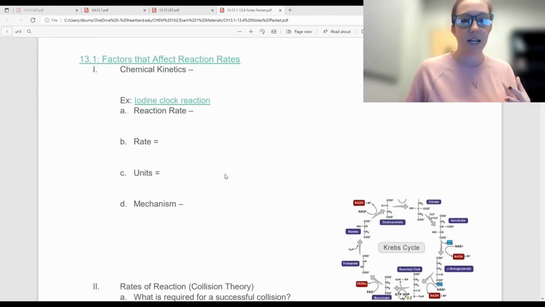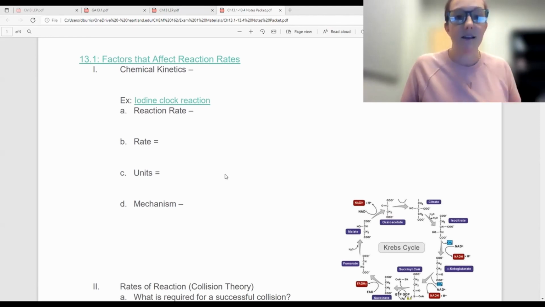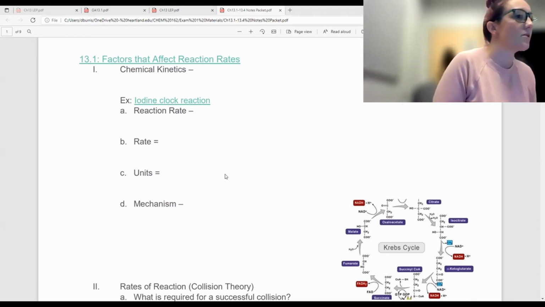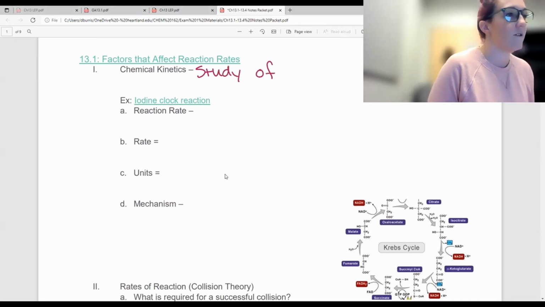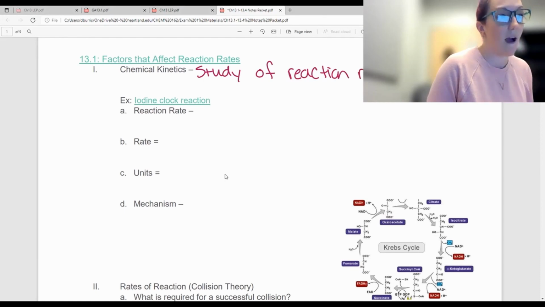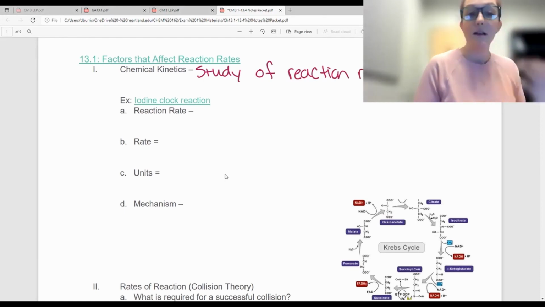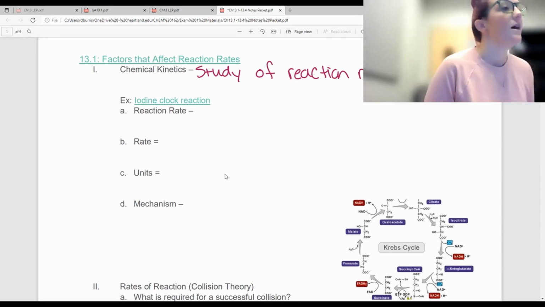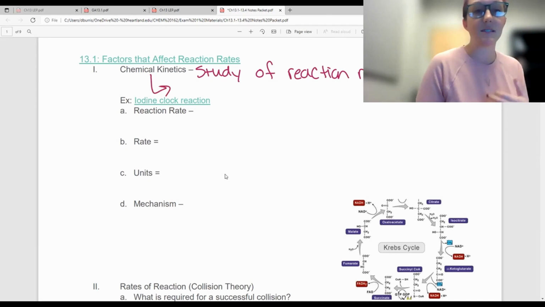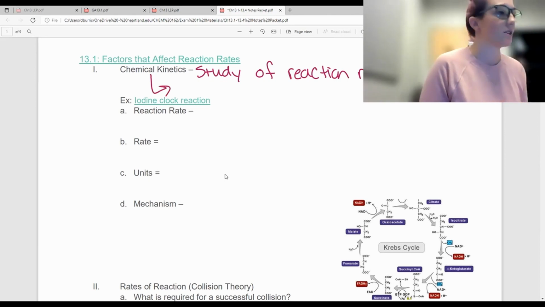So when you think of kinetics, you usually think of how fast things are happening, right? So it's really how fast chemical reactions are happening. So chemical kinetics is the study of reaction rates, how fast those chemical reactions happen. Sometimes we need to speed up chemical reactions for reasons you can probably think of. Chemical kinetics is also important because it can shine light on how a reaction happens.